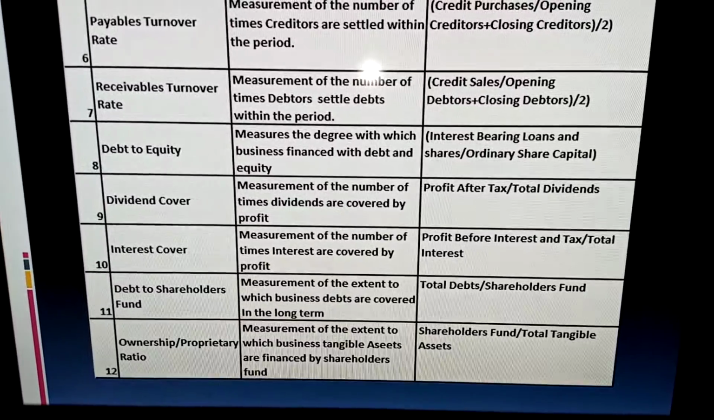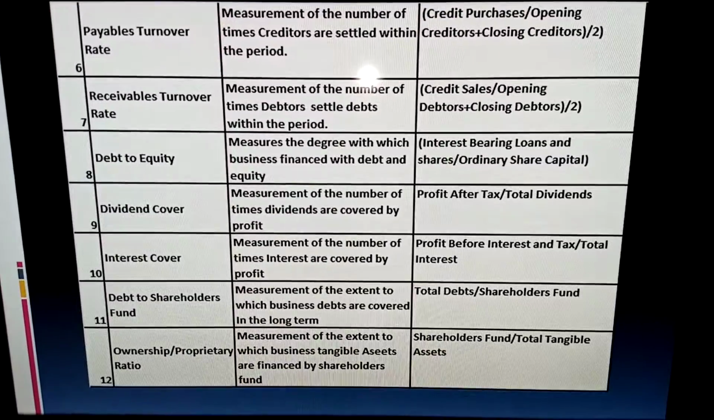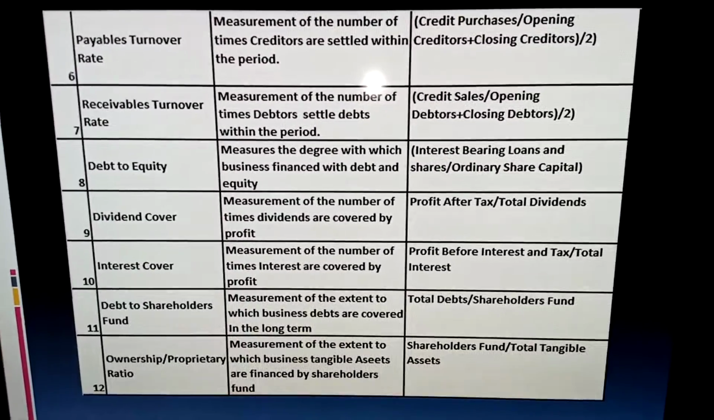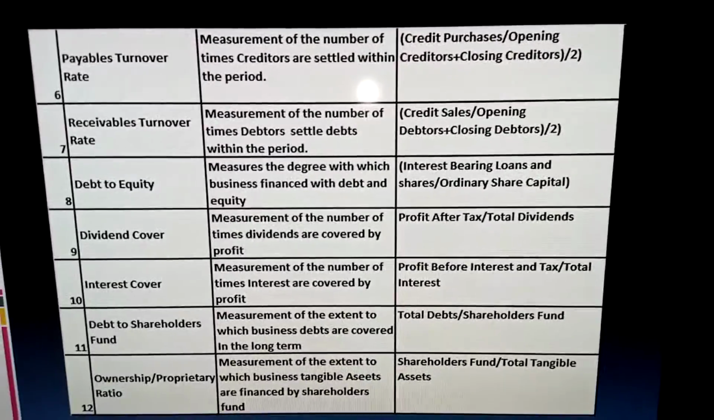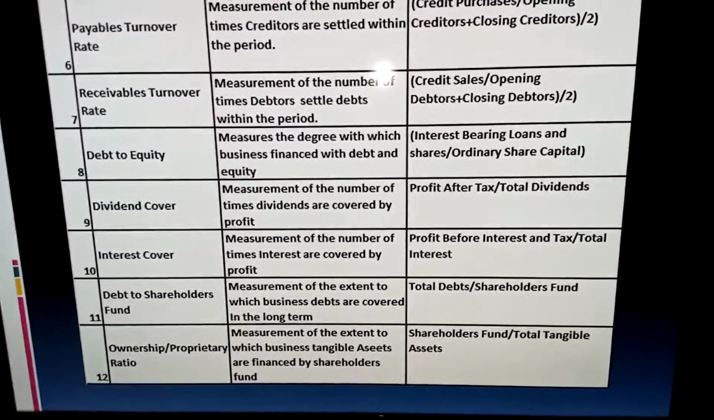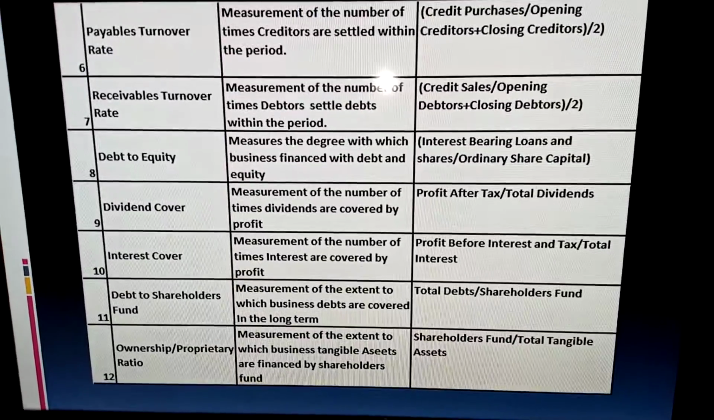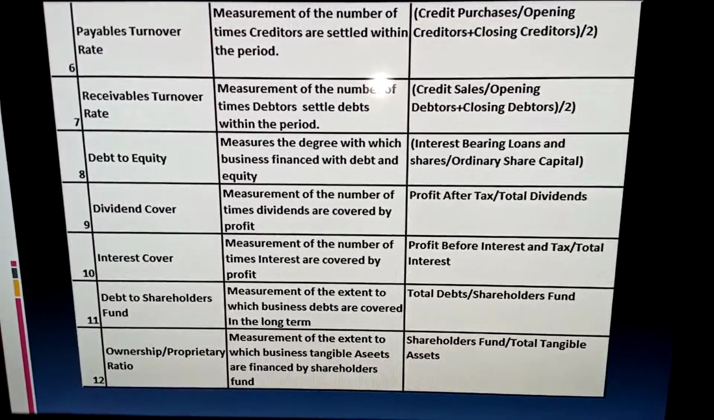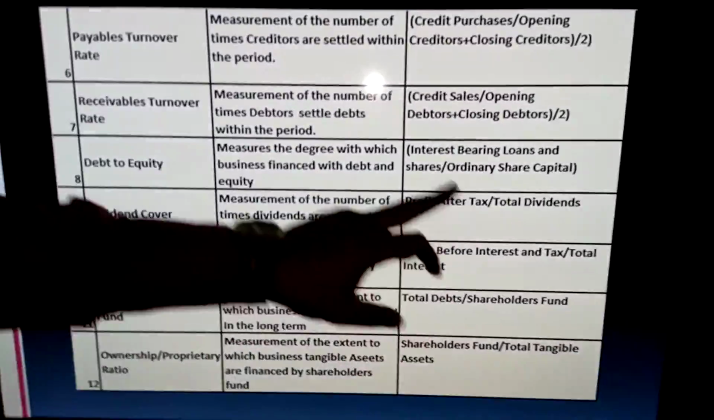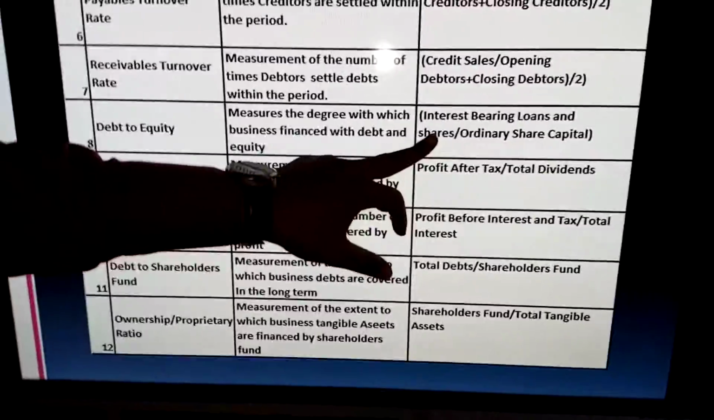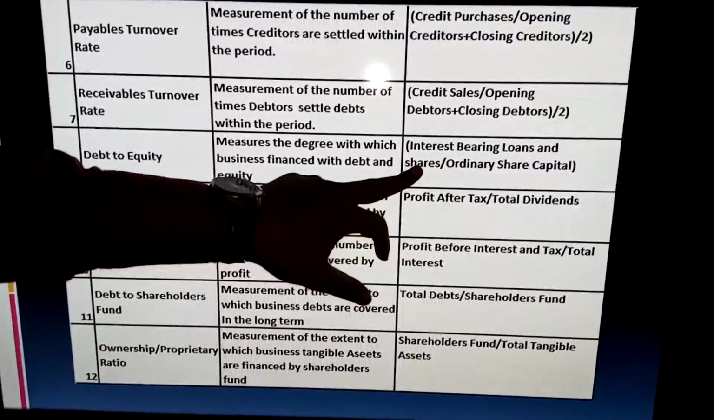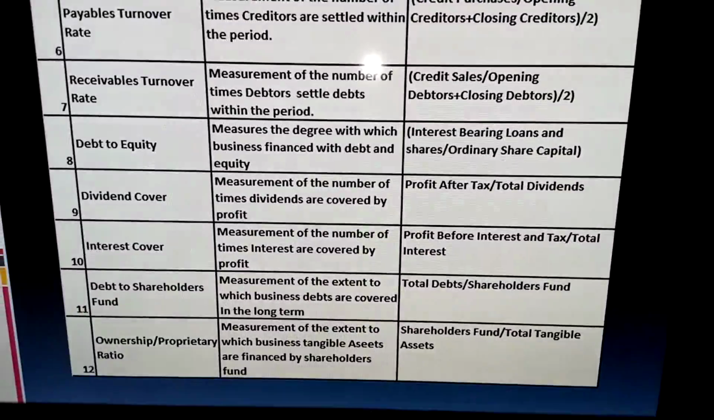You can have the debentures, you can have long-term loans, you can have preference shares. They all bear interest. So those loans compared to the shares, the share capital of the business. That's debt to equity. So we have interest-bearing loans and shares. What are the loans that have interest, or the shares that have interest? Divided by your ordinary share capital.